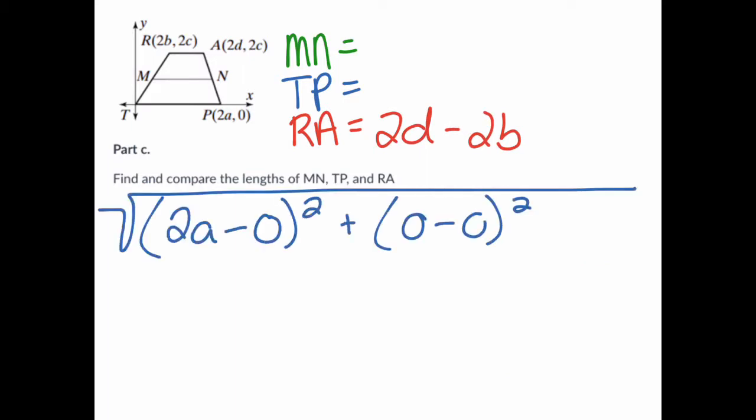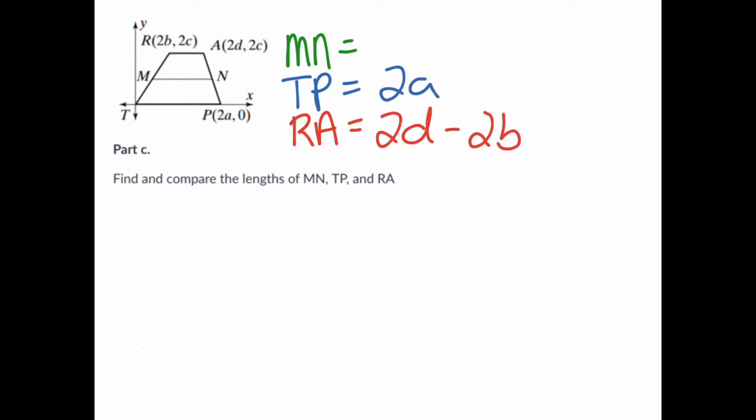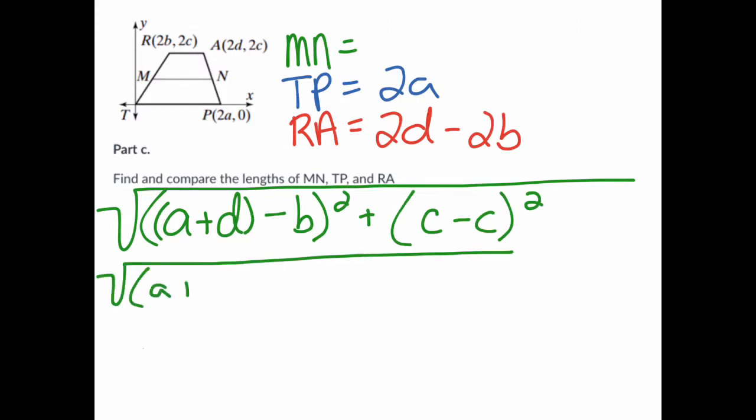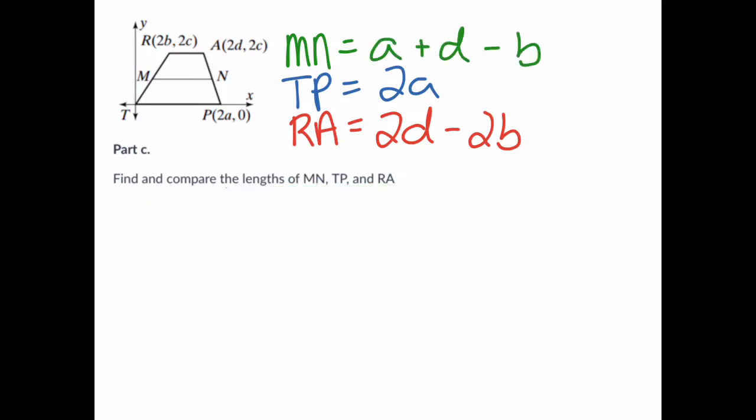And now we move on to TP. That's what we get when we substitute in our x and y values, and now we simplify. And what we get is that the distance for TP is 2a. And last but not least, we'll find the distance for MN. And when we plug in our x and y values, this is what we get, and then we simplify. And what we get is a plus d minus b is the distance for MN.